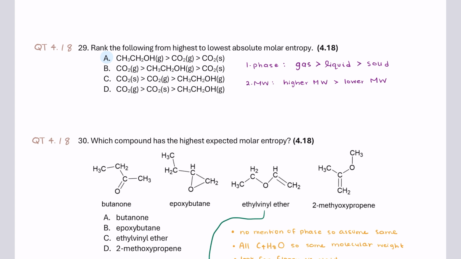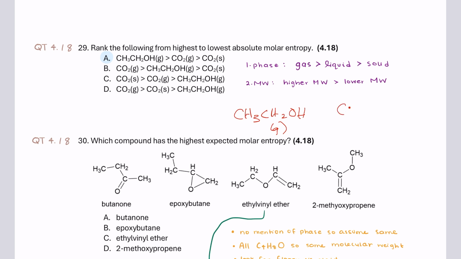Second, if we're comparing substances in the same phase, like two gases, we then look at molecular complexity or molar mass. Larger or more complex molecules generally have higher entropy because they have more ways to vibrate, rotate, and move. Now let's evaluate the compounds that are given in this question. We're comparing CH3CH2OH. This is ethanol gas. This is a complex molecule. It's in the gas phase. All right, so it should have a very high entropy.